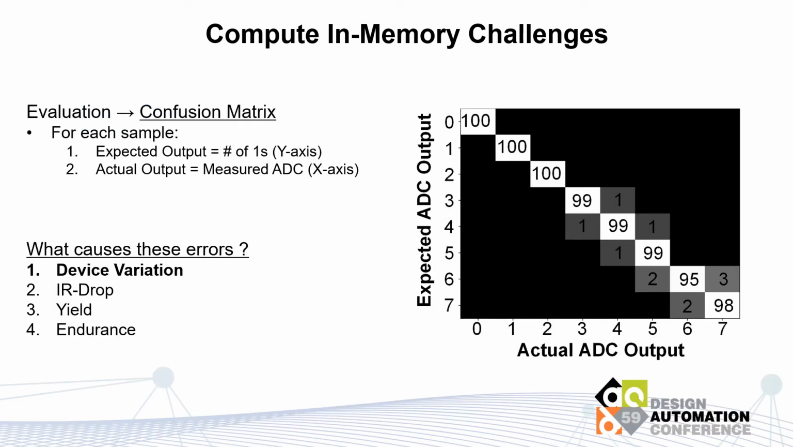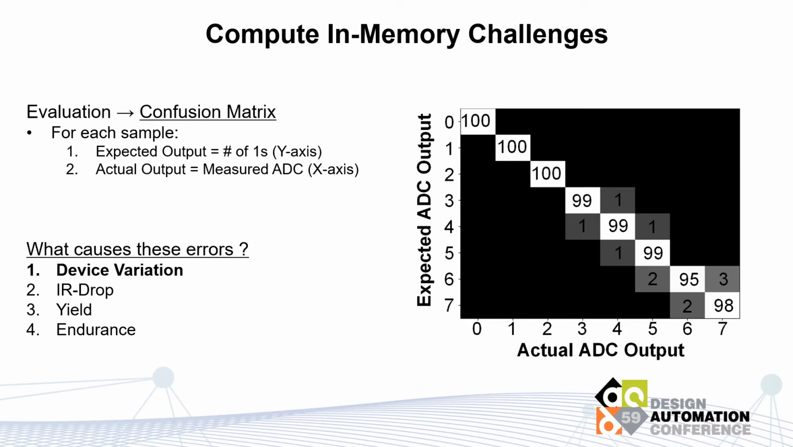For typical memory systems, we use bit error rate, which can be used here, but it is a bit more complicated than that since it's not just 0 and 1. So we can utilize a confusion matrix to properly capture this, which is shown on the right. The confusion matrix shows the percentage of time the expected ADC output, or the number of ones in the bit line, was interpreted as the actual ADC code. Obviously, we want the expected to match the actual, so the percentages along the diagonal represent correct operation, and all others represent errors.